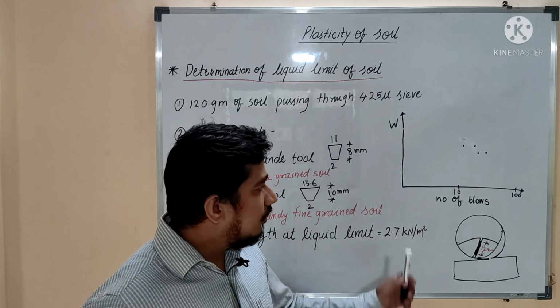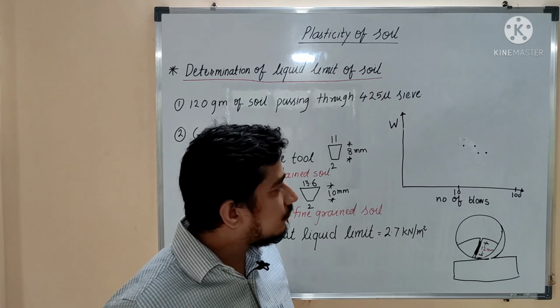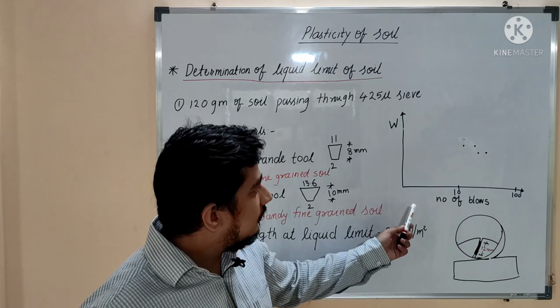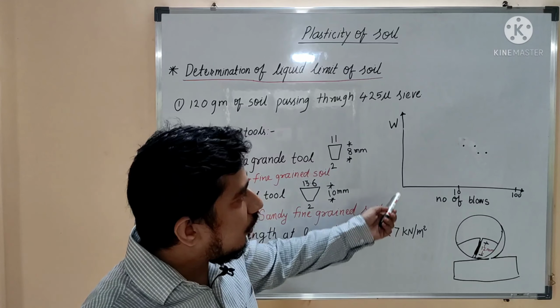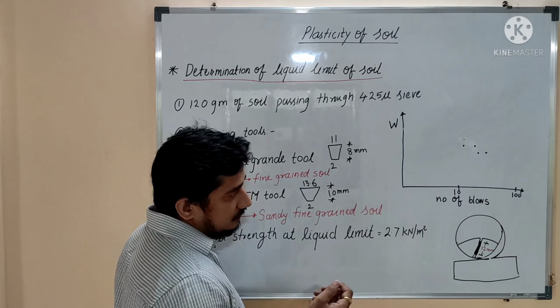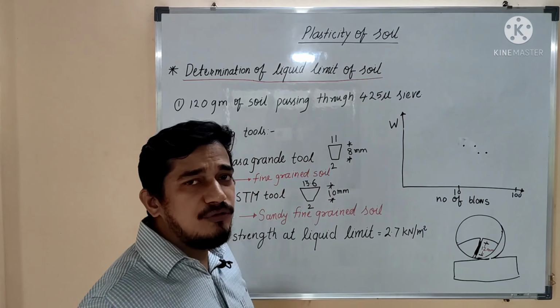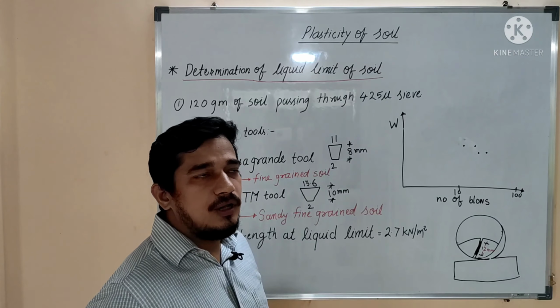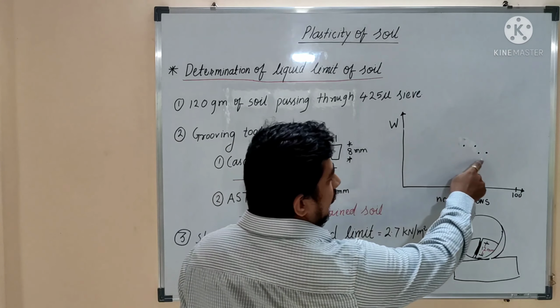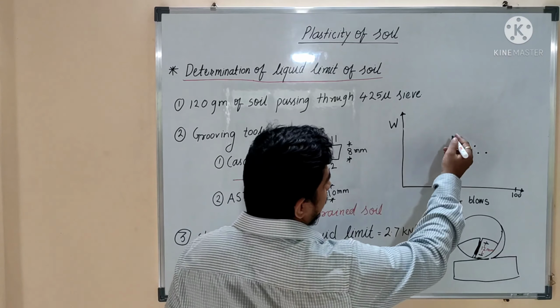The number of blows will be plotted on the x-axis and it will be a log scale so as to get a straight line. The water content will be plotted on the y-axis. So we got these 4 readings, and the number of blows generally varies between 10 to 40. With these 4 readings, we will plot a best fitting straight line like this.